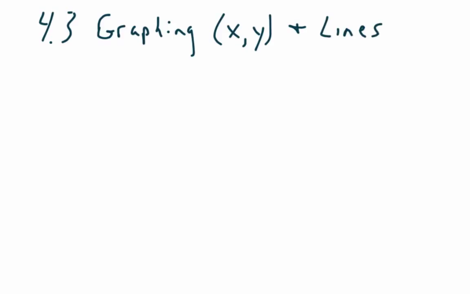4.3 is graphing two variable relationships. Maybe I'll say graphing x comma y, and lines. So technically I probably should have stuck with a title that was graphing two variable relationships, but if you're going to graph that, a two variable relationship that we're doing is always going to be a line.